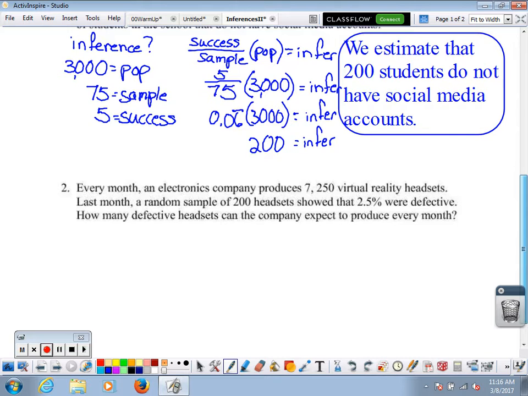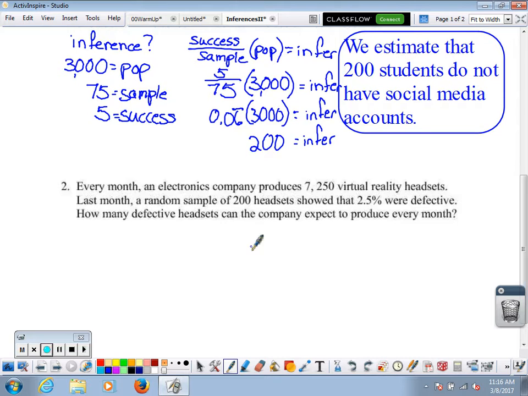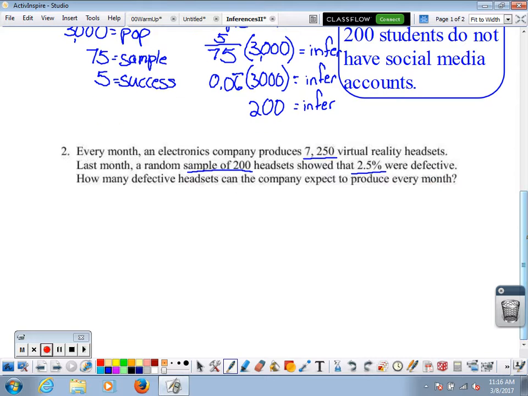Now, number 2 is just a little bit different. It's pretty similar, but a little bit different. Every month, an electronics company produces 7,250 virtual reality headsets. Last month, a random sample of 200 headsets showed that 2.5% were defective. How many defective headsets can the company expect to produce every month? Well, again, we're asked to infer about that population, about how many defective headsets they're going to produce. So our inference is what we're trying to find.